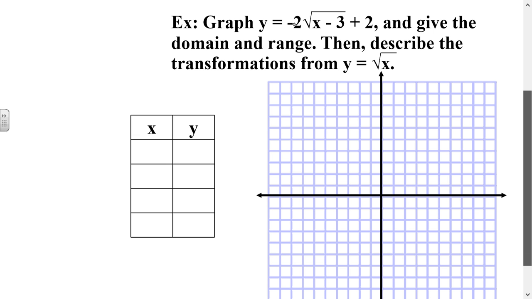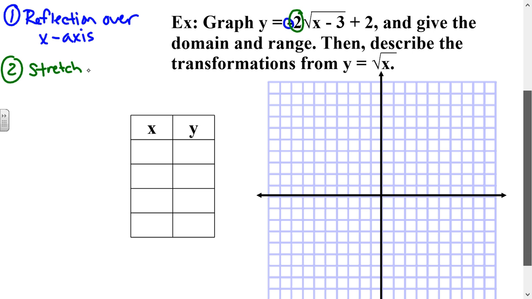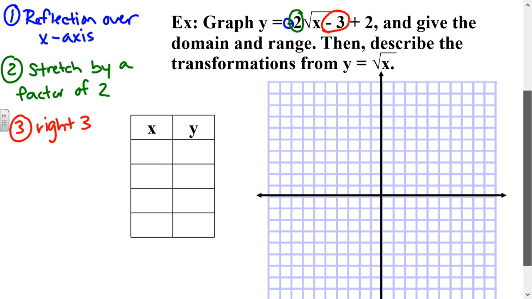So the negative sign in front means that there is going to be a reflection over the x-axis. Okay, then the 2 in front tells us that it either stretches or shrinks. So it's going to stretch because it's greater than 1 by a factor of 2. Okay, then we're going to look at this number right here. The minus 3 under the radical tells us that it goes right 3. It's opposite of what you think when it's under the radical. Okay, and then the last thing is this part right here, plus 2 at the end, means that it goes up 2.